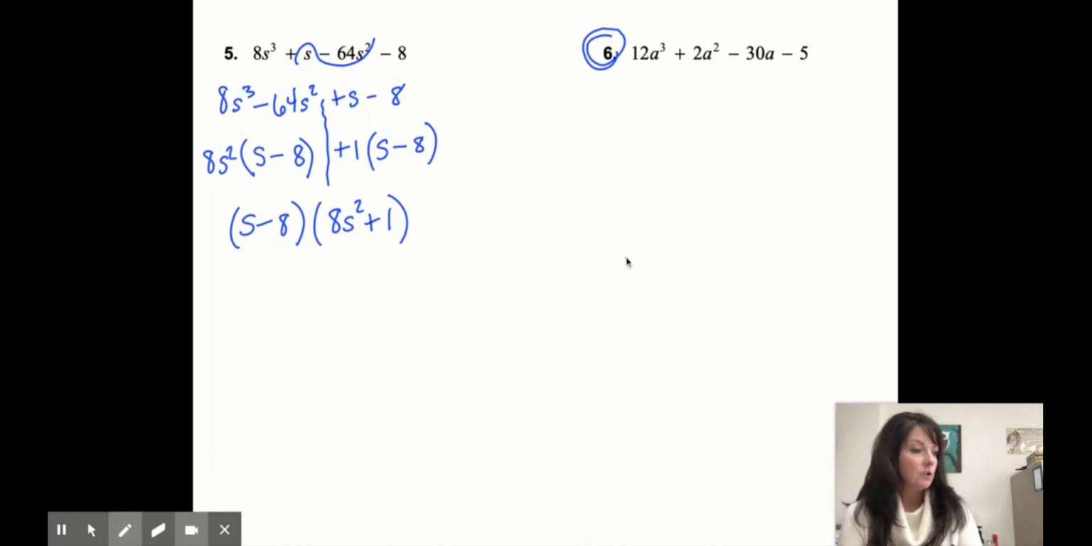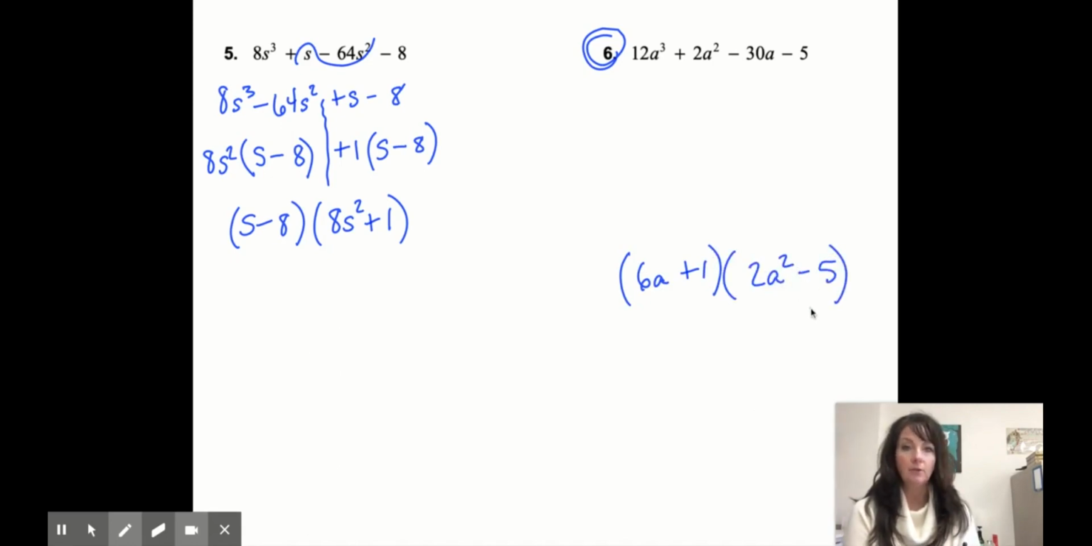And just real quick, so you can check your work in your book, you should have gotten 6a plus 1 and 2a squared minus 5. Nothing else is factorable. So double check that that's what you got. Doesn't matter the order that you have the binomials in, as long as what's inside the parentheses is the same.